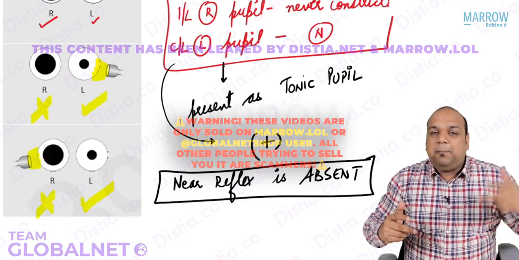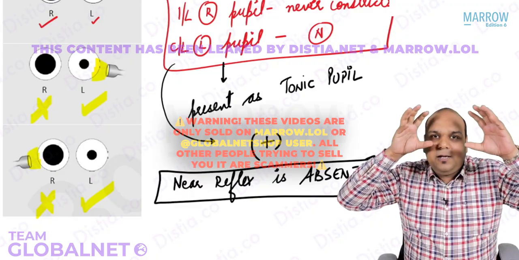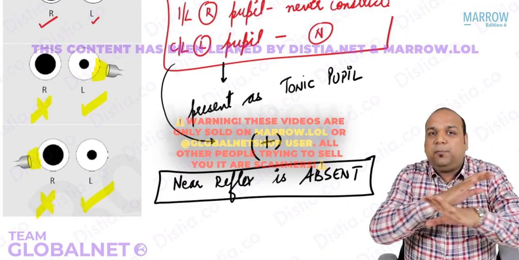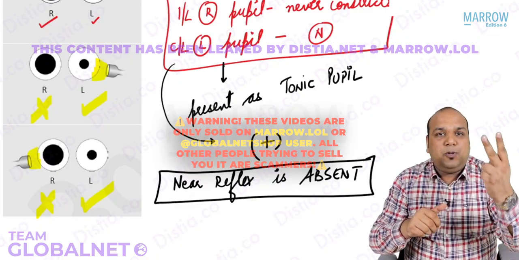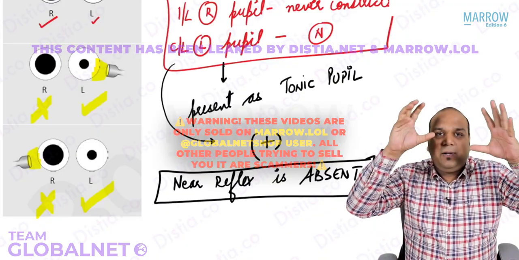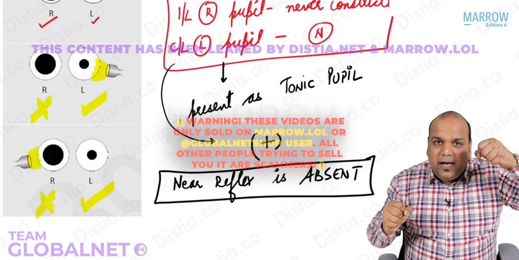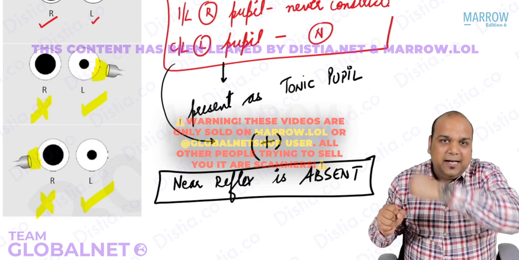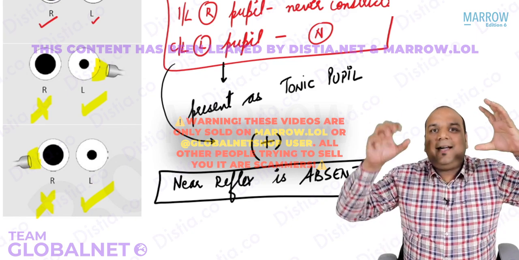AAPD, first, complete optic nerve loss. Normal side, both pupils constrict. Abnormal side, both pupils do not constrict. Number 2, RAPD. Normal side, both pupils constrict. Abnormal side, on doing the swinging flashlight test, both pupils will dilate.